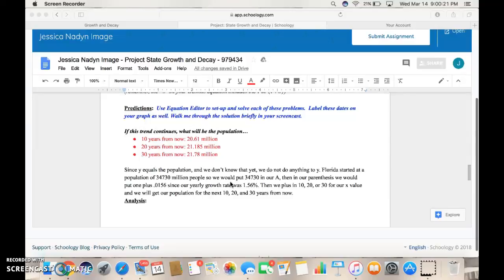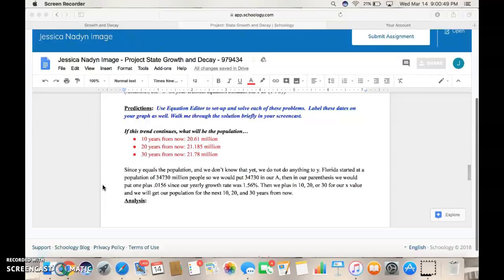Florida started at a population of 34,730 million people, so we would put 34,730 in our a, then in parentheses we would put 1 plus 0.0156 since our yearly growth rate was 1.56%. Then we put in 10, 20, or 30 for our x value, and we would get our population for the next 10, 20, and 30 years from now.